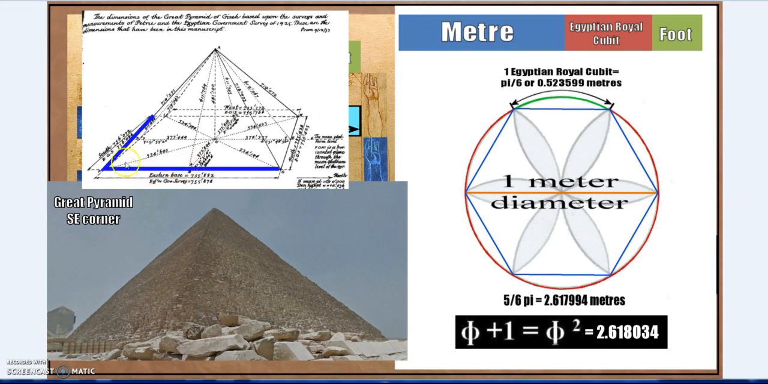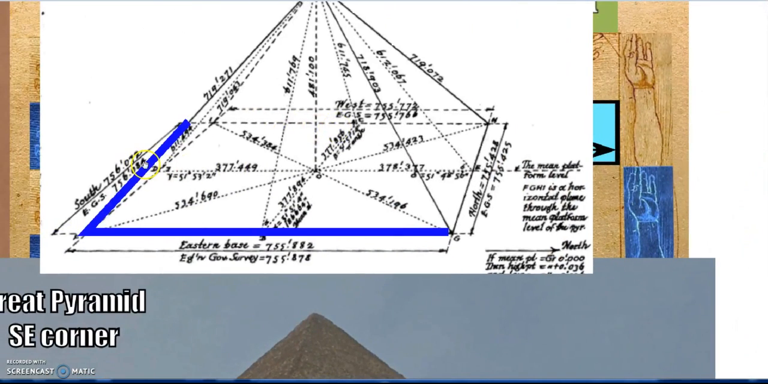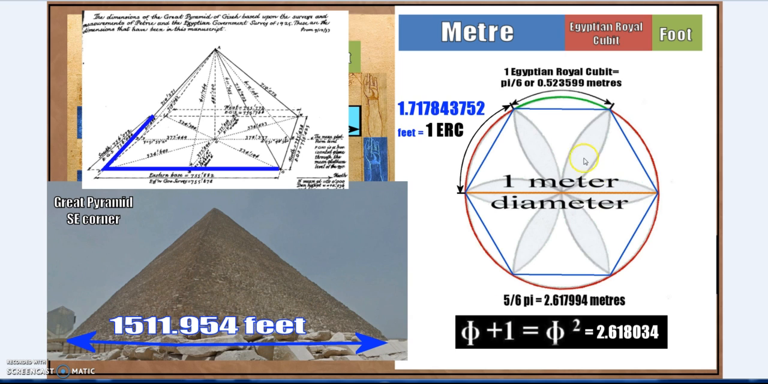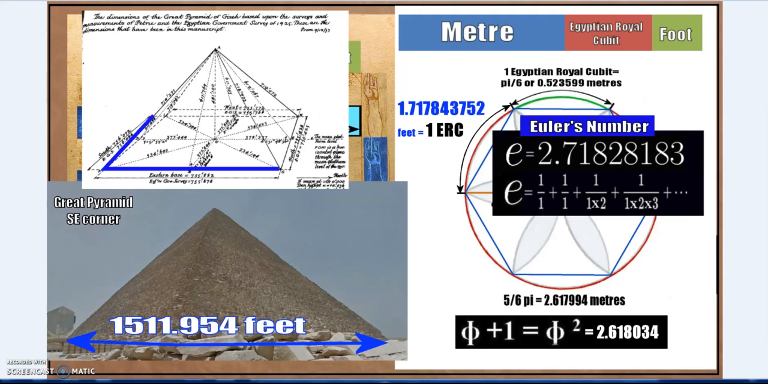So now using the idealized measures, we have the south and the eastern base. This is the southeast corner of a pyramid. I've just highlighted it there. That would be 1,511.954 feet. Now, why is that important? Well, one Egyptian royal cubit equals 1.717843752 English feet. This is a relationship between the Egyptian royal cubit and the foot.